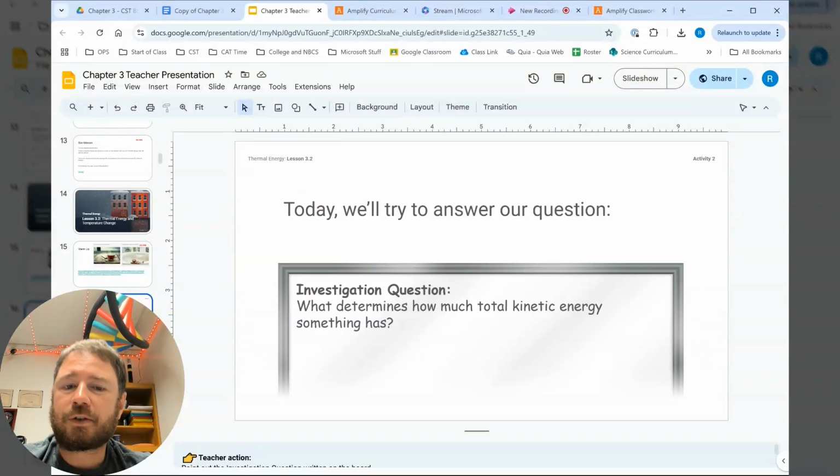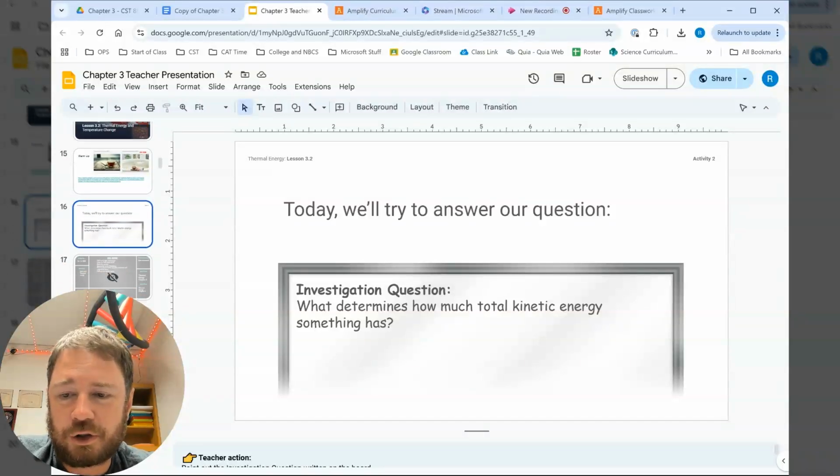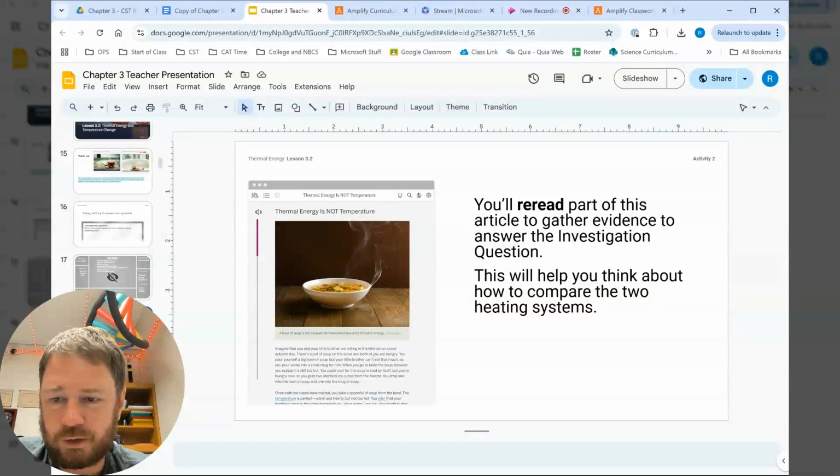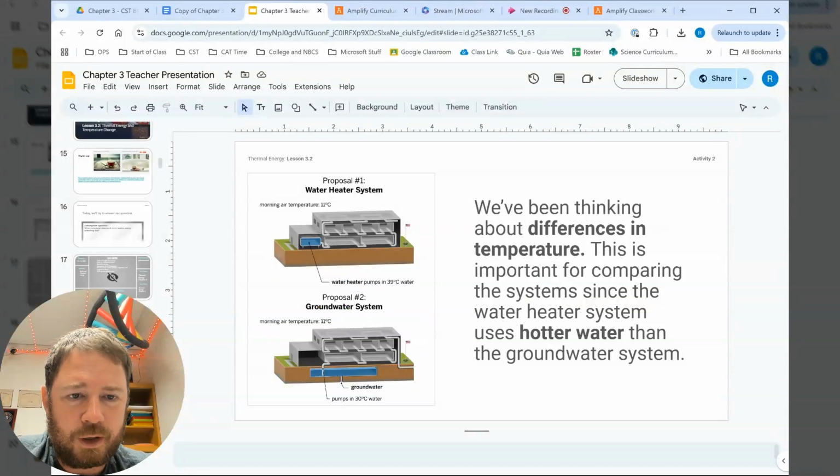Okay, so next we're going to be trying to answer this question today, which is, what determines how much total kinetic energy something has? You're going to be going back to reread one paragraph from our article to gather evidence for this question. This will help you think about how to compare the two heating systems. So, we've been thinking about the differences in temperature. This is important because comparing the systems, since the water heater system uses hotter water than the groundwater system.